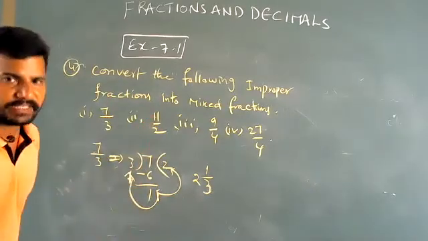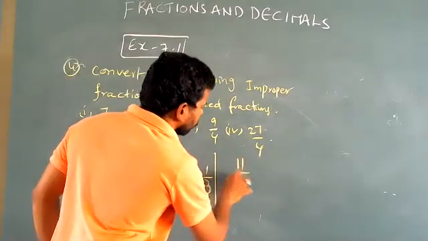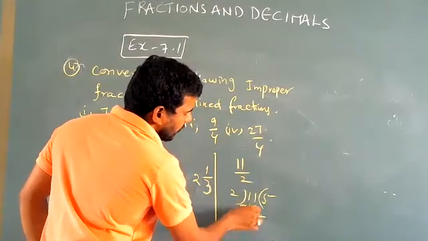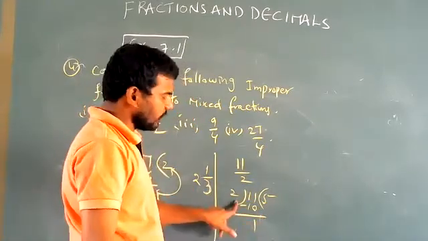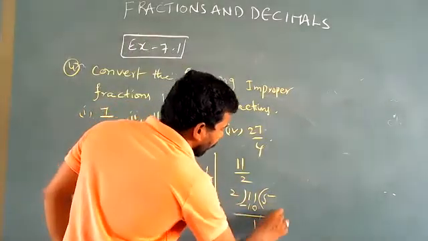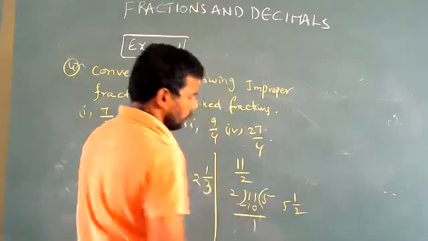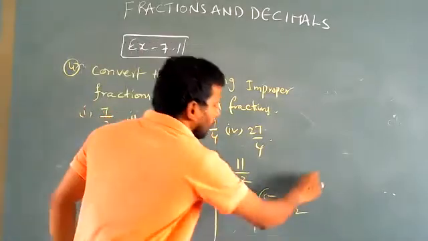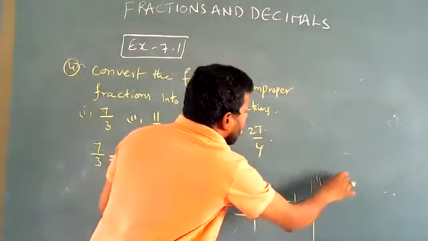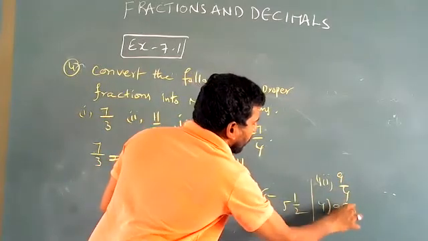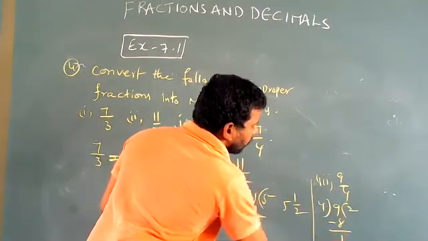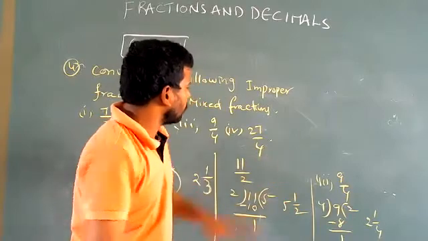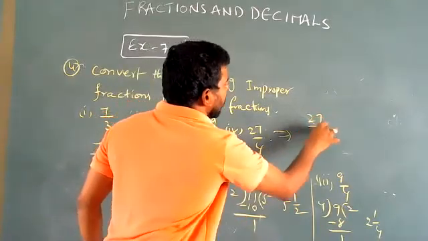Now the second problem, 11 by 2. 5 twos are 10. 11 minus 10 is 1. 1 is less than 2, so the process is finished. The mixed fraction of 11 by 2 is 5 1 by 2. Now the third problem, 9 by 4. 2 fours are 8. 9 minus 8 is 1. So the answer is 2 1 by 4.